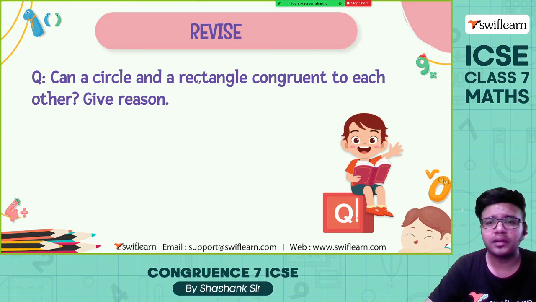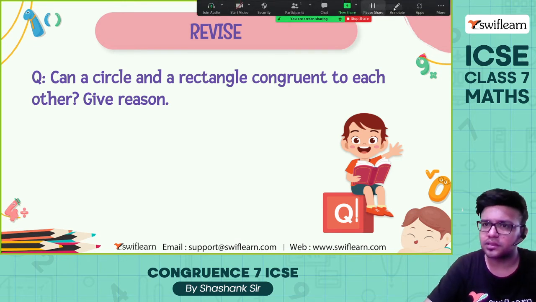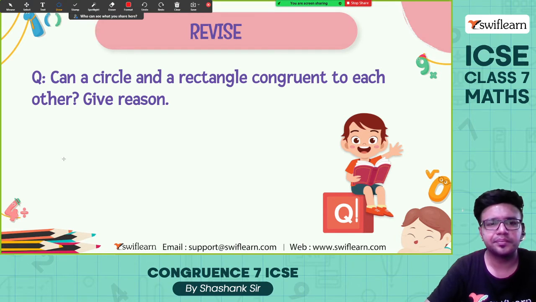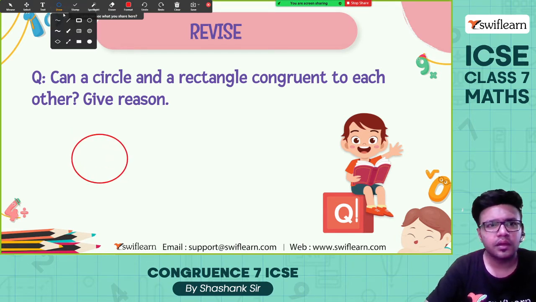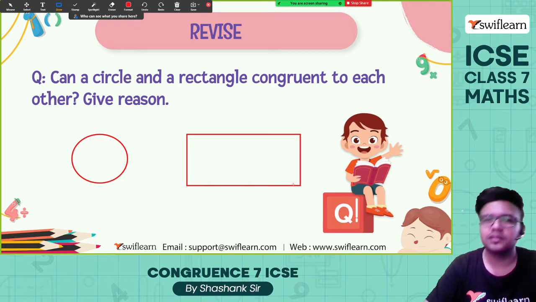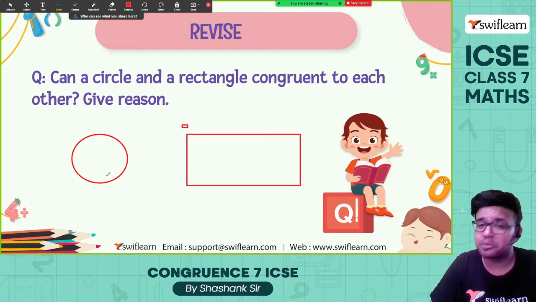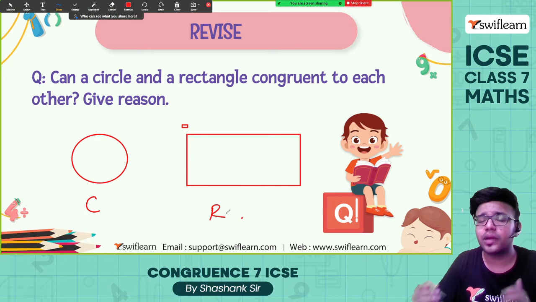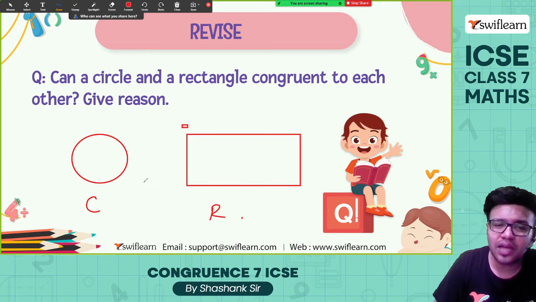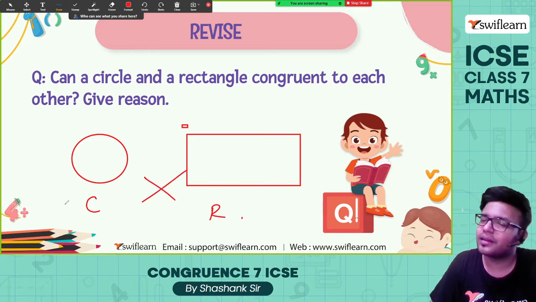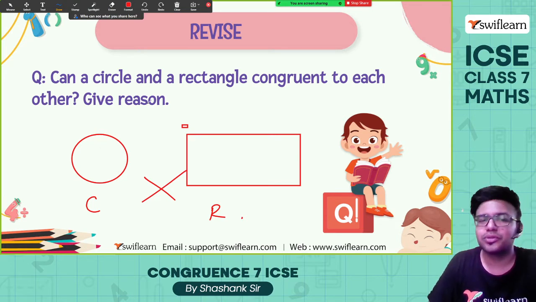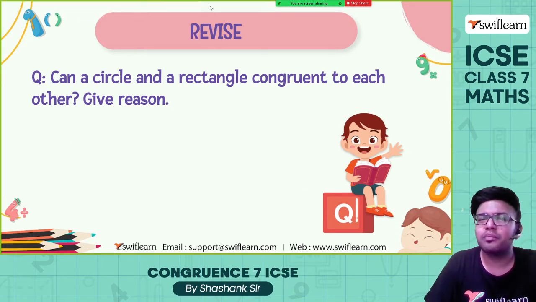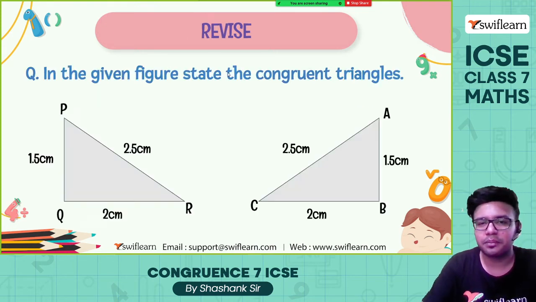Can a circle and a rectangle be congruent to each other? Give reasons. Now, see here, there's a circle. There's a rectangle. Now, can they be congruent to each other? Congruence means two geometrical figures should have the same shape. This is a circle, this is a rectangle. How can they be of the same shape? So these are not congruent. They are not even similar. So this cannot be congruent because they don't have the same shape.